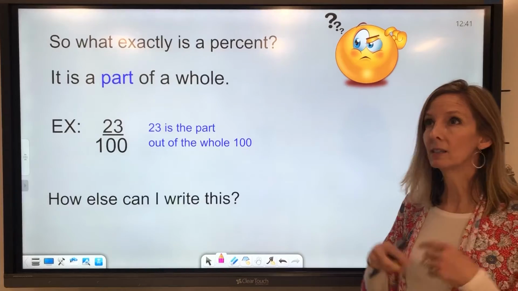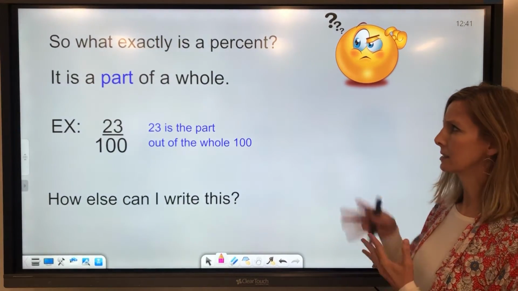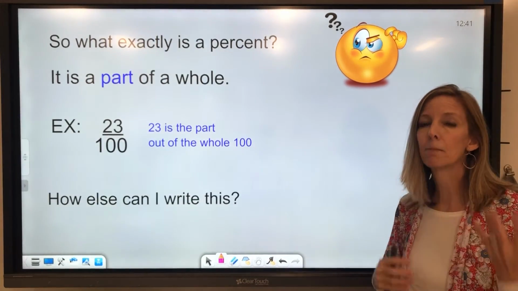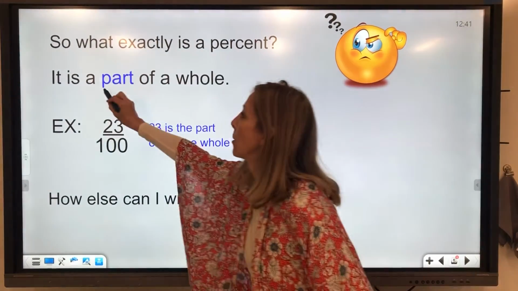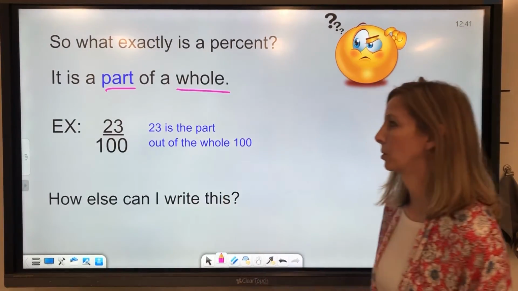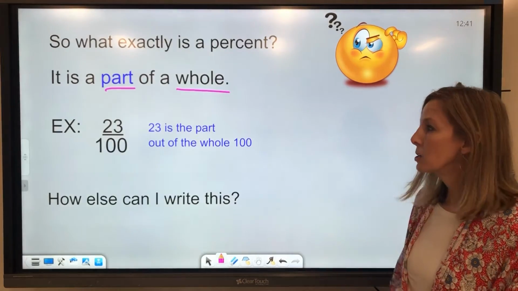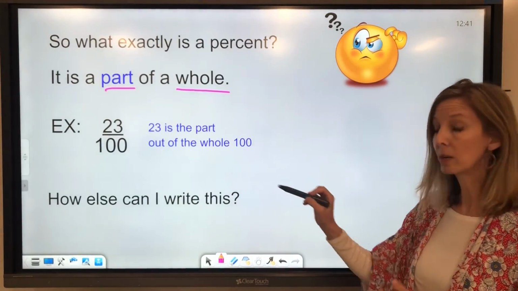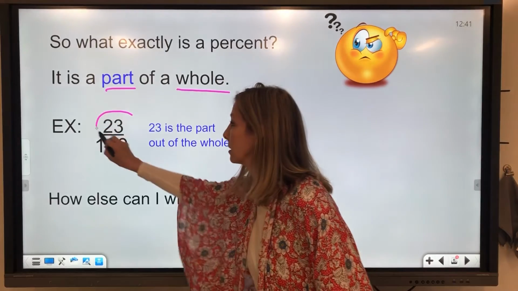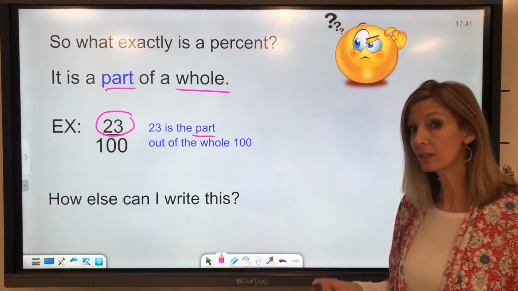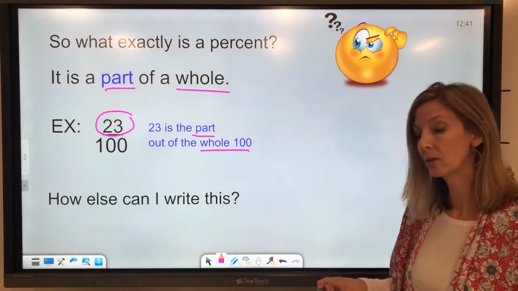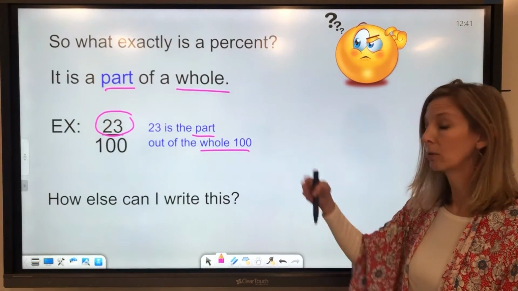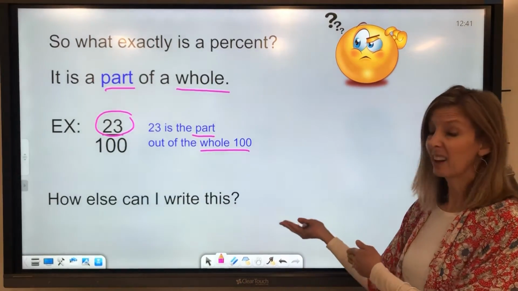So we know it means per 100, but what exactly is a percent? Well, basically it is a part of a whole. These are 2 key words, part and whole. For example, 23 over 100. Well, we know the 23 right here, right? That's the part out of the whole. Well, the whole is 100, okay? 23%. So I kind of gave that away right there.